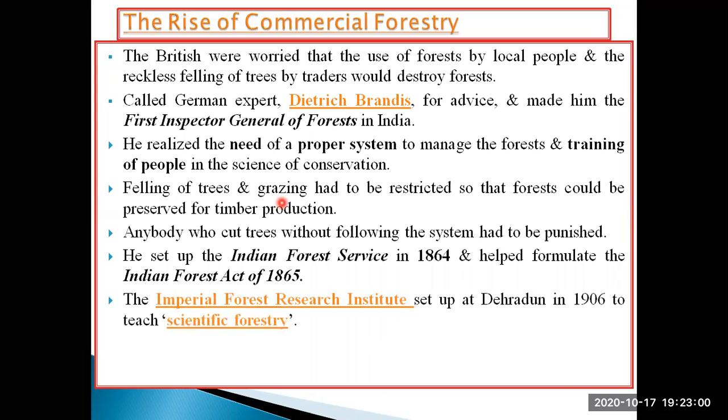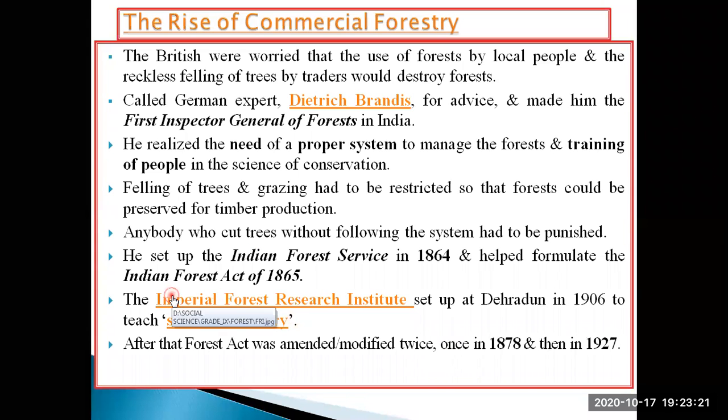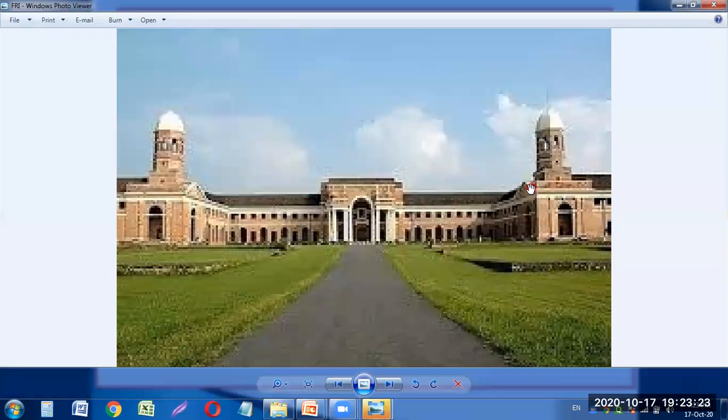The Imperial Forest Research Institute, which is at Dehradun, was set up at Dehradun in the year 1906 to teach scientific forestry. So we have to learn also what was that scientific forestry. Let me show you this institute also. Obviously it is there. Let me click on the link and you can see.